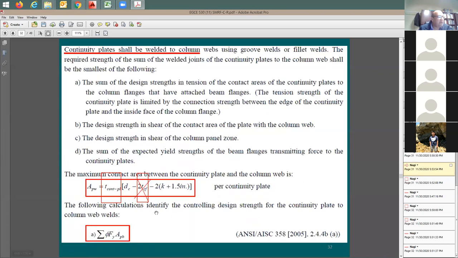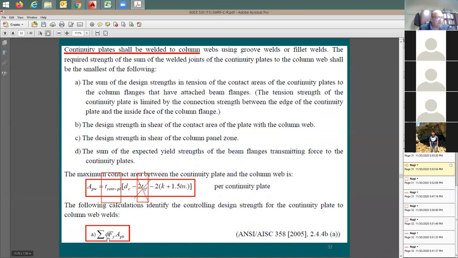It says here, the following calculations identify the controlling design strength. So we're gonna have here four values for the strength. And certainly you're gonna take the smaller of all of them. So the smallest value is gonna be the one that you need to use in your analysis, in your design.